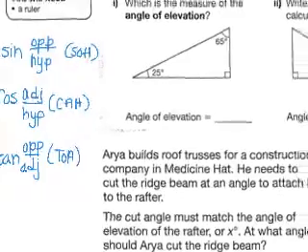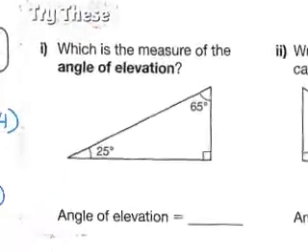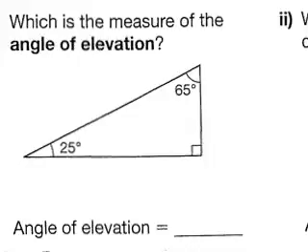So when we're talking about angle of elevation, we're talking about the angle in relation to the ground itself. So we're going to take a look at the top question on our page, and I'm just going to blow this up so we can see it a little better. It says, which is the measure of the angle of elevation? So we want to identify, is it going to be this one, which we know is 90 degrees? Is it going to be this one, 65 degrees? Or is it going to be this one, 25 degrees?